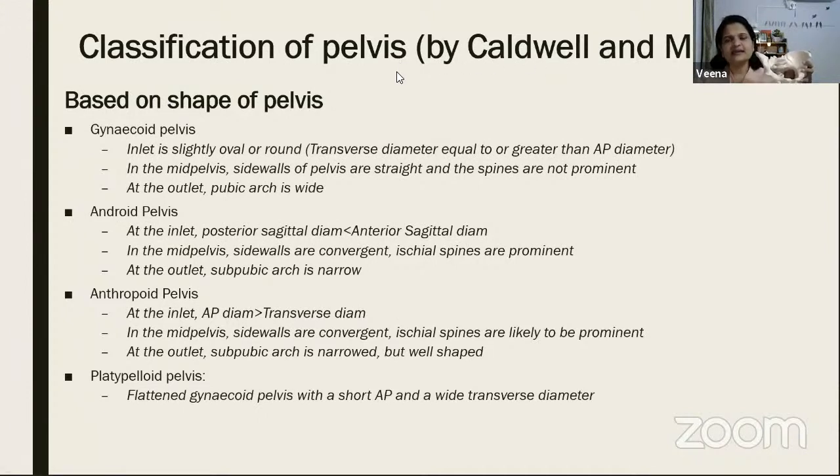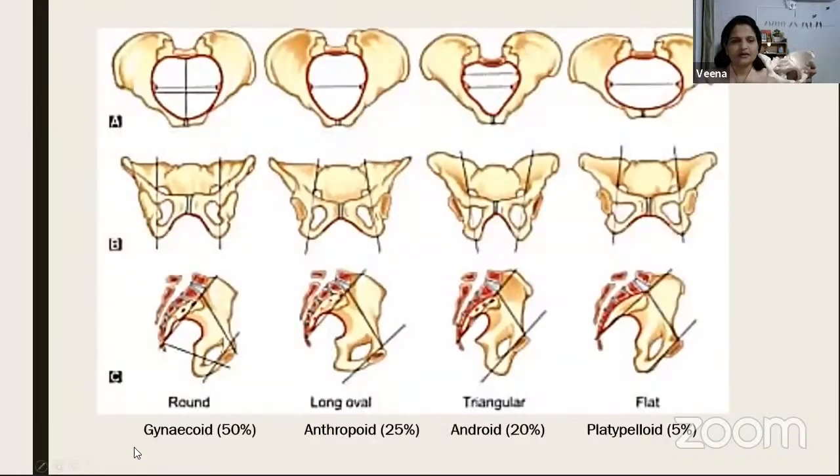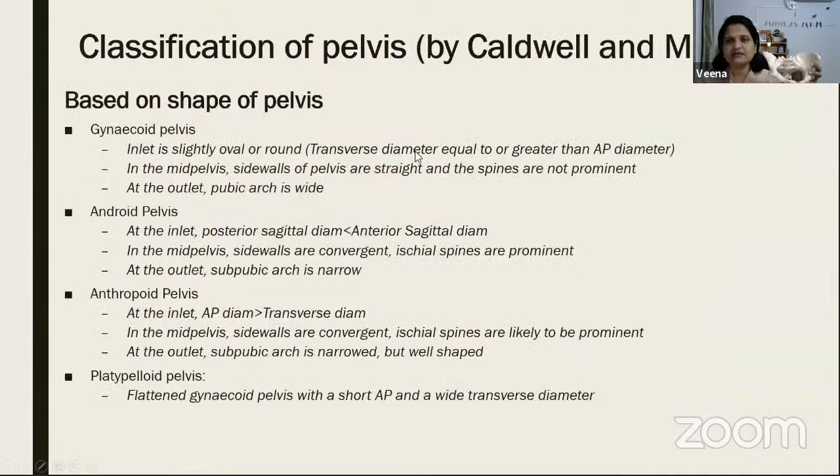It's very easy for me to tell that gynecoid is 50%, anthropoid is 25%, android is 20%, platypelloid is 5%. But please remember, in practice, it is rarely a pure type of pelvis. We'll always have a combination of pelvis. The anterior portion is like gynecoid, the posterior portion is like anthropoid. Like that, we can have combinations also. Whichever is predominant, we will go according to that and call them gynecoid, anthropoid, android, or platypelloid. So there are different ways of explaining what exactly these pelvises are.